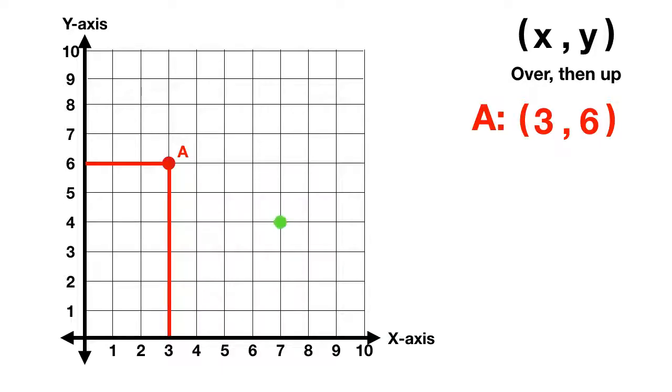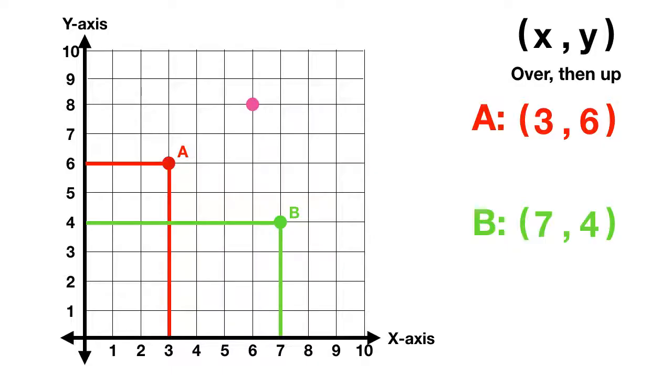Let's look at another point B. To find the coordinates of point B, we're first going to draw a line connecting B to the x-axis. We can see that B is 7 over. It has an x-coordinate of 7. Next, we'll draw a line connecting it to the y-axis. This shows that point B is 4 up, so it has a y-coordinate of 4. Altogether, point B is at 7, 4.